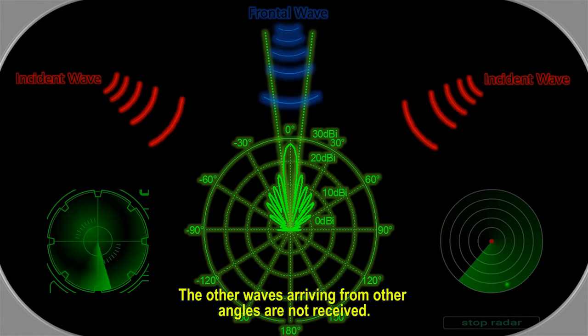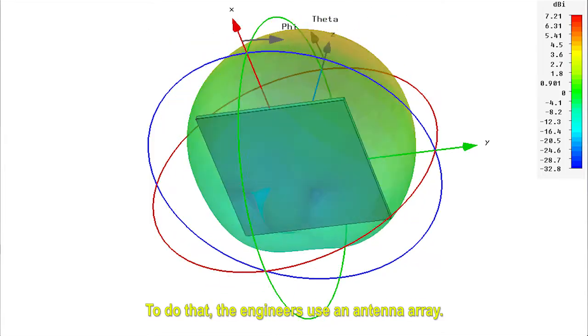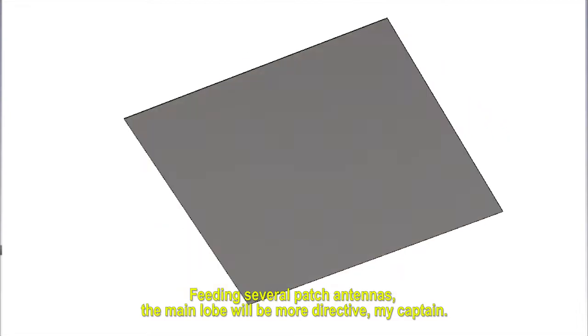The other waves arriving from other angles are not received. This helps avoid any jamming signals. To do that, the engineers use an antenna array. Feeding several patch antennas, the main lobe will be more directive, my captain.